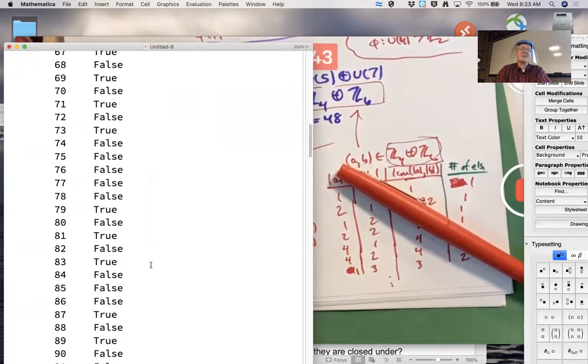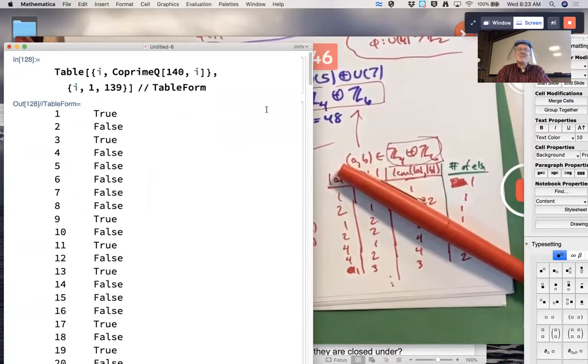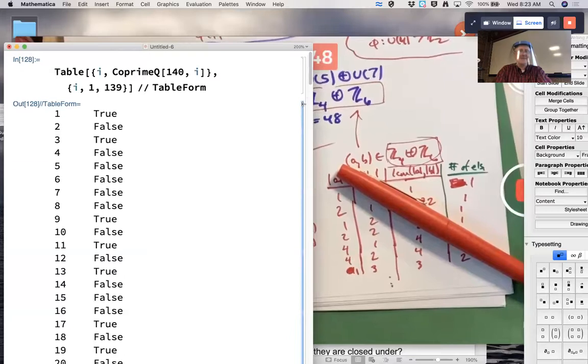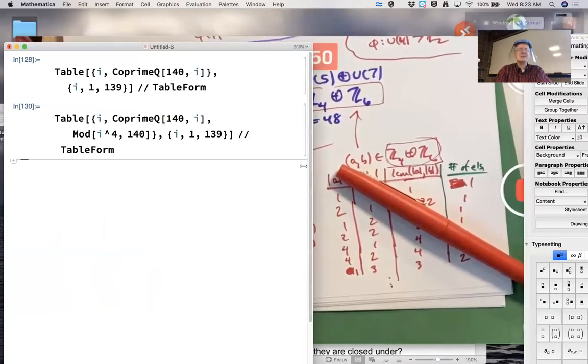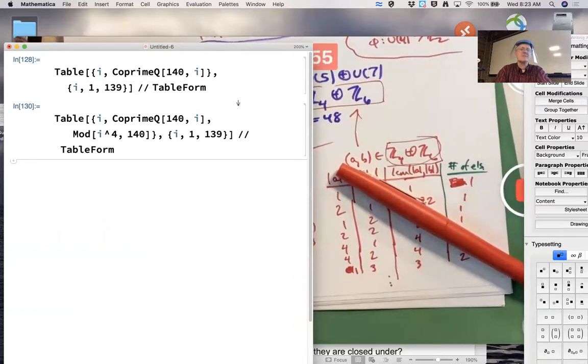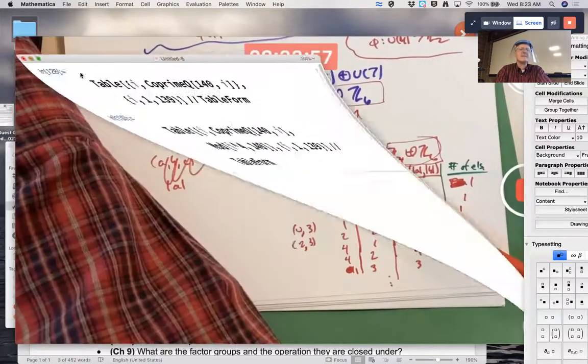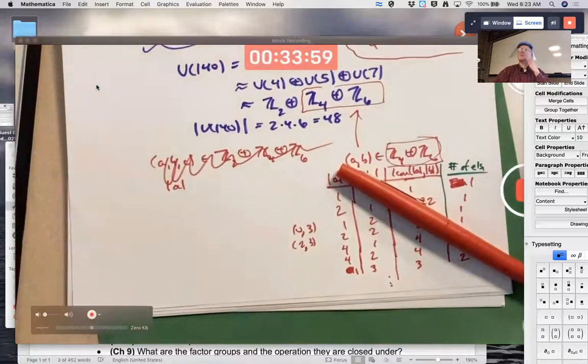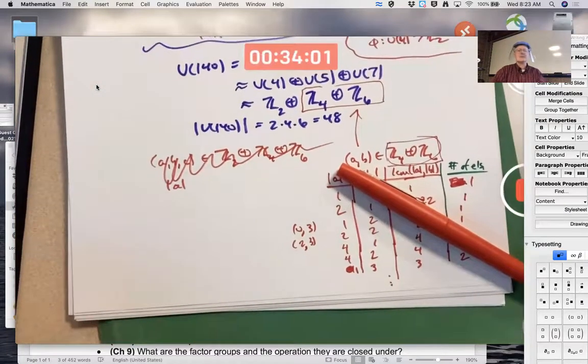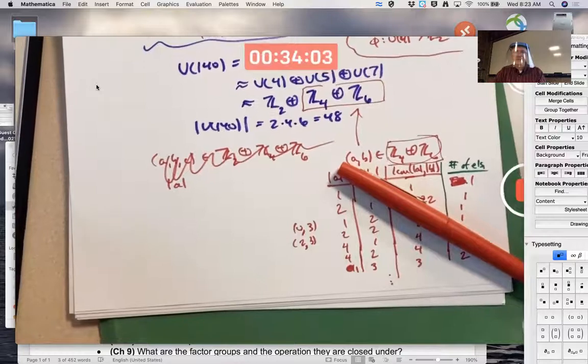So I'm sure nobody did that, because you probably wouldn't have thought to do this. But this would be some Mathematica code that would help you do calculations faster. I will share this with you. CoprimeQ tells you whether two numbers are relatively prime or not. And Mod, of course, does modular arithmetic.